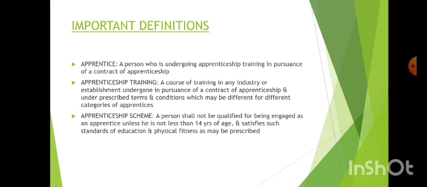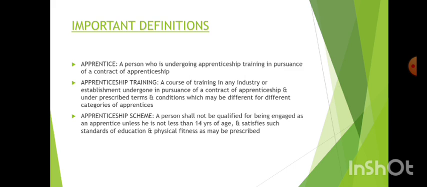So apprentice, as given under the definition of the act, is a person who is undergoing apprenticeship training in pursuance of a contract of apprenticeship. A simple definition, that is, there will be a contract of apprenticeship and a person who is undergoing this type of training for both technical know-how as well as the practical knowledge in that field of trade is a person called apprentice under this act.